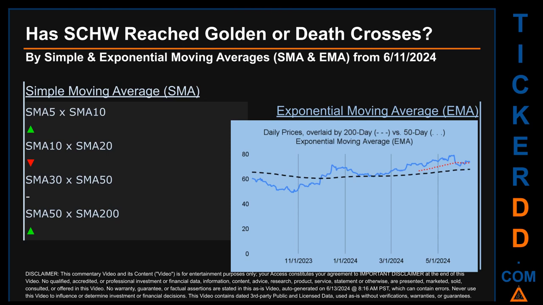Has SCHW price reached golden or death crosses? Golden cross and death cross are basic signals that compare average prices across two specified trade day ranges, a short-term versus a long-term range. For example, 5-day versus 10 trade days. Essentially, a golden cross is a bullish signal. It appears when a ticker's short-term moving average crosses above its long-term average. Vice versa, a death cross is a bearish signal when the short-term crosses below its long-term moving average.